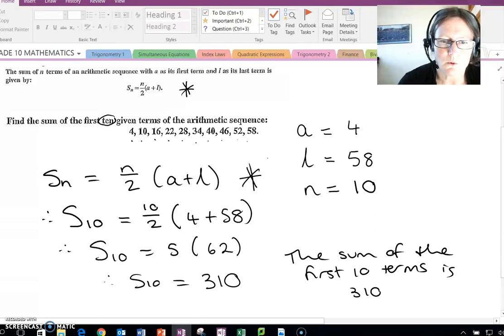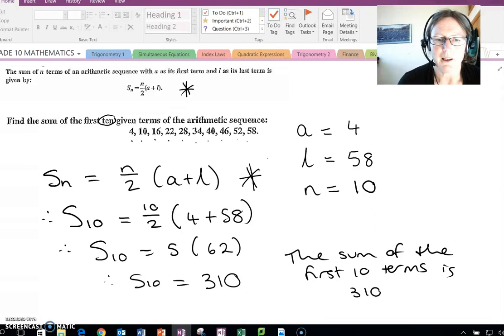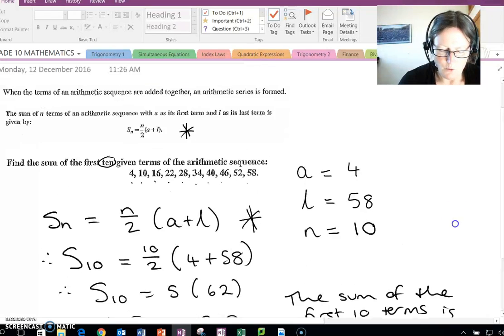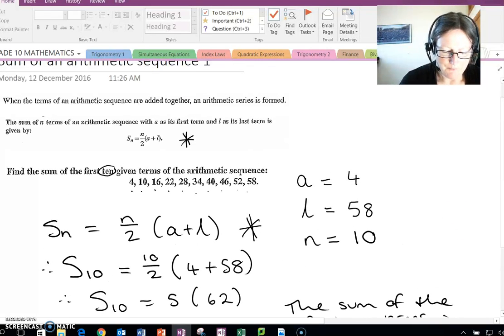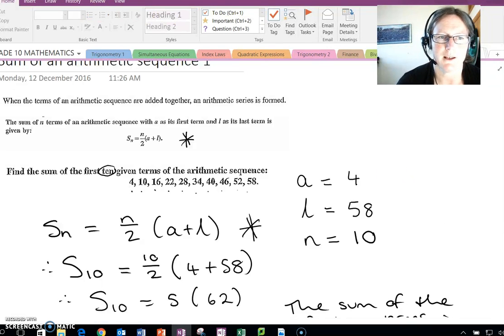Now you use this rule if you know the first term and the last term. There is another rule for the sum of an arithmetic sequence, in other words, an arithmetic series. There is another rule if we don't know the first term and the last term. And we'll look at that in the next video.